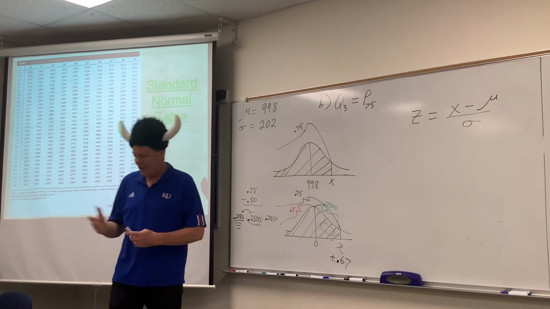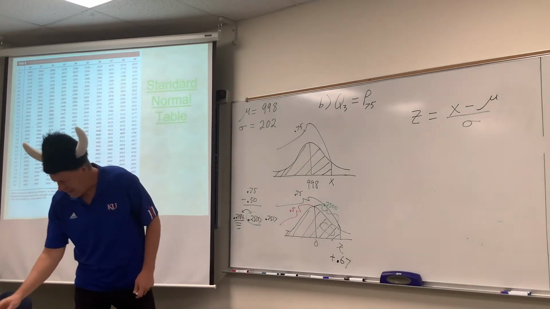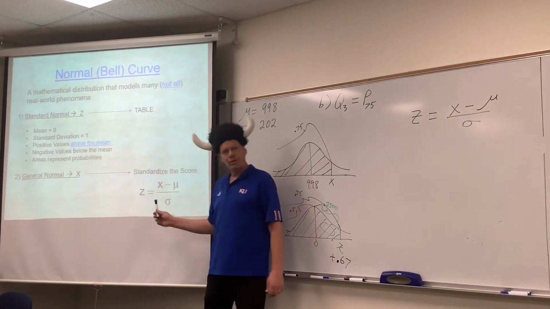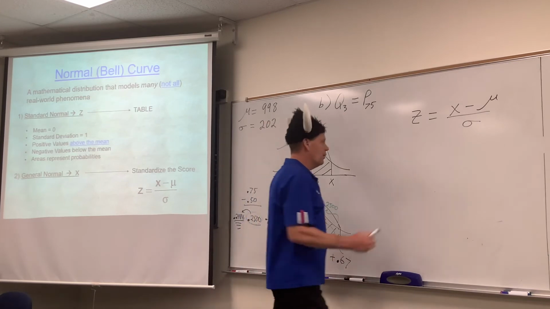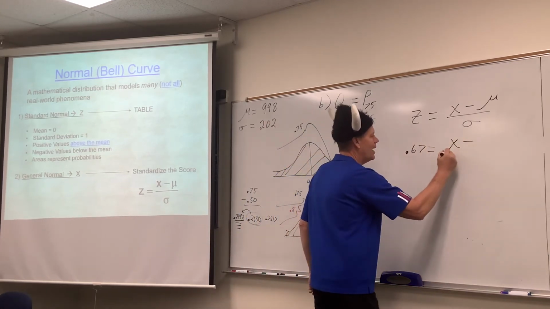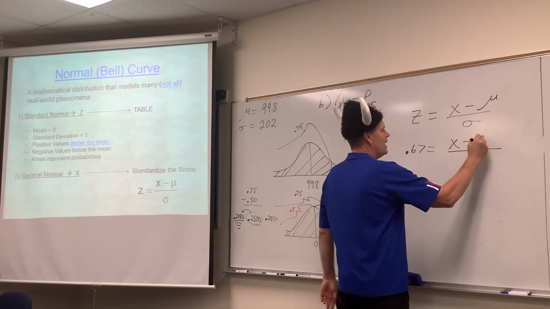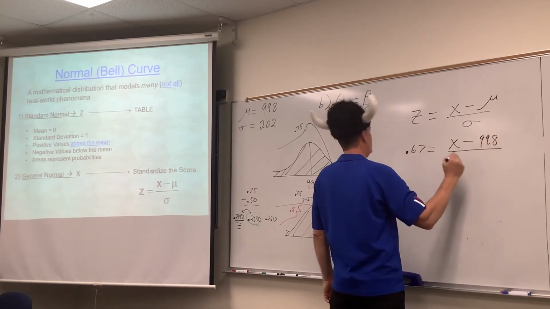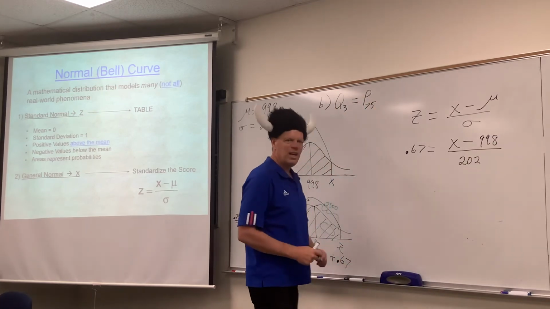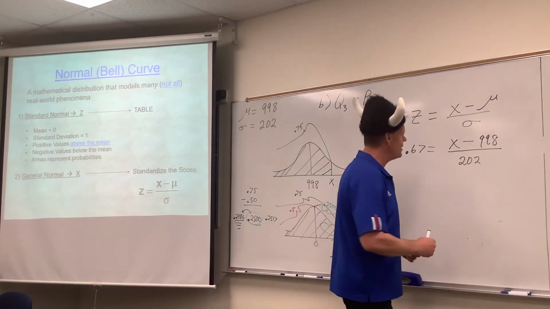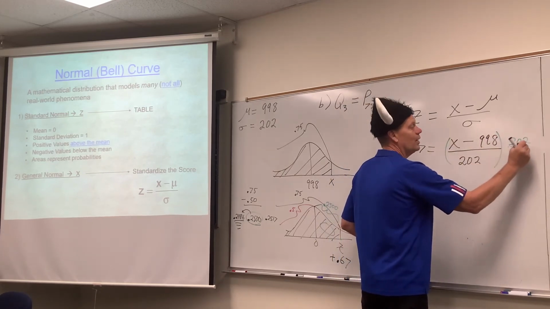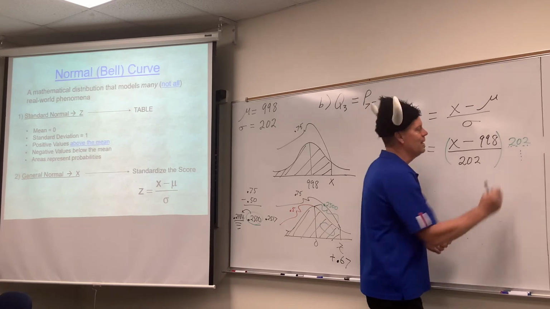All right, so then, once again, the way that we would translate that back to an actual test score would be through this friend of ours that interprets things. So, 0.67 equals x minus 998 over 202. Ready? 1, 2, 3. It's just algebra. Solve for x. All right. So we'll multiply both sides by 202 over 1. Over 1 cancels.